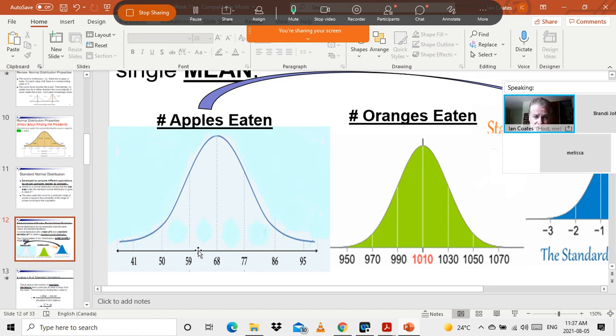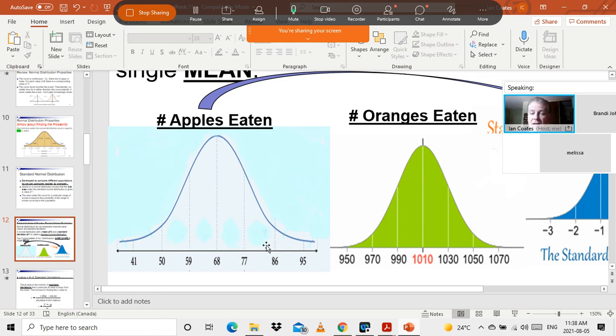All right, but you see here. And you have a look here. What is the difference? What is your standard deviation here? Well, between 68 and 77, that is what? 9. And then 77 plus 9 is 86. 86 plus 9 is 95. So your standard deviation is 9 apples. Okay? And here's your graph. So lots of good information in here about apples. The average number is 68 and 68% of all data falls within here, 59 and 77 apples.